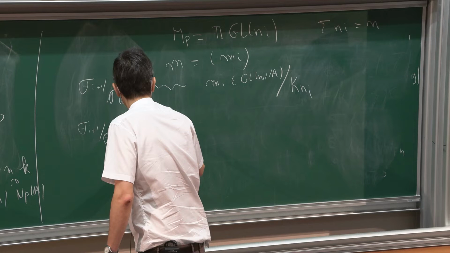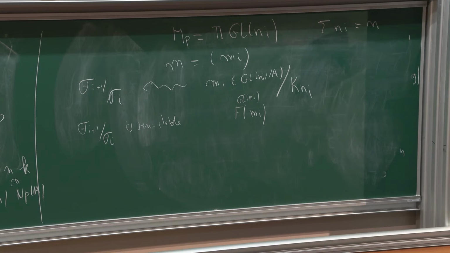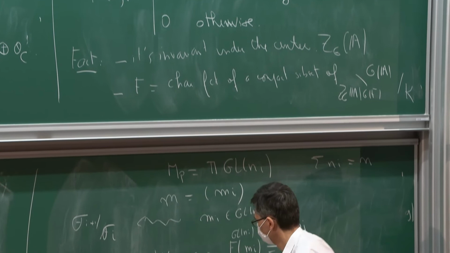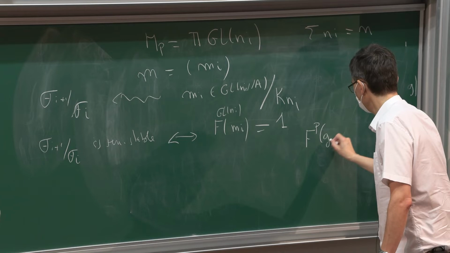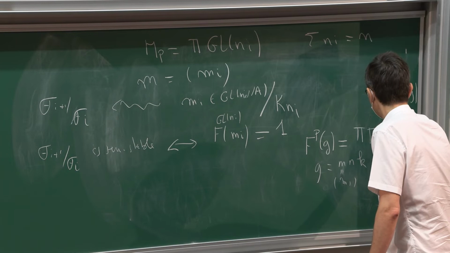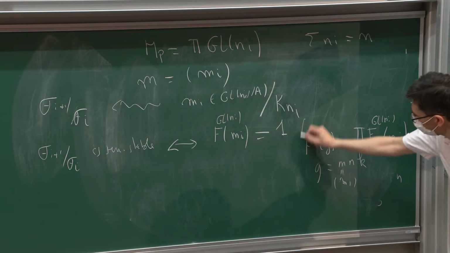This means that f_i for the group GL_{N_i}, the function f that I have defined, is 1. So more generally, I can define a function f_P of g. So g is given by Iwasawa decomposition, m is a collection of m_i, and this is a product, for each GL_{N_i} factor of M, of the corresponding function f evaluated at m_i. So this gives you the function f_P.